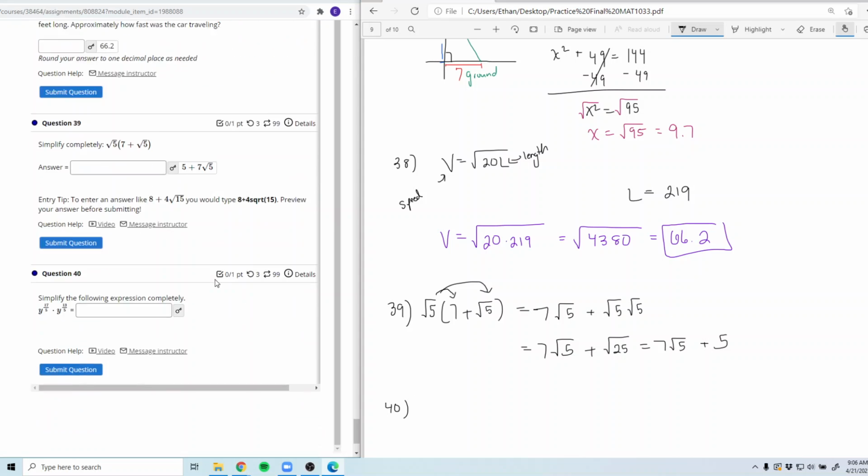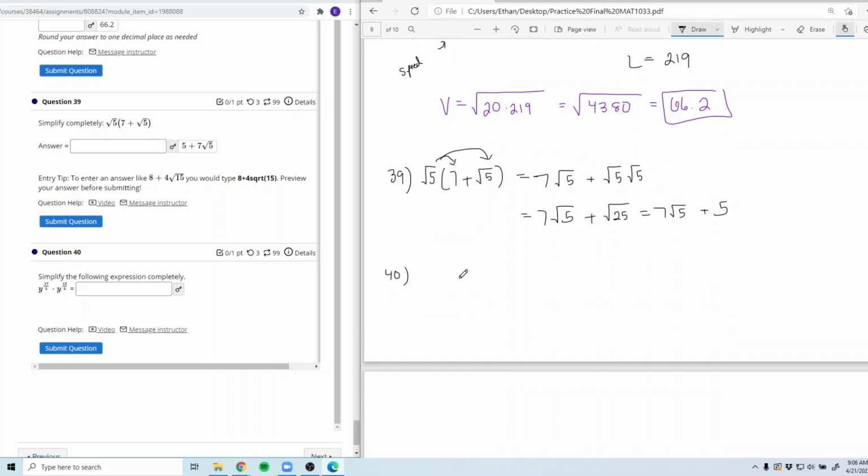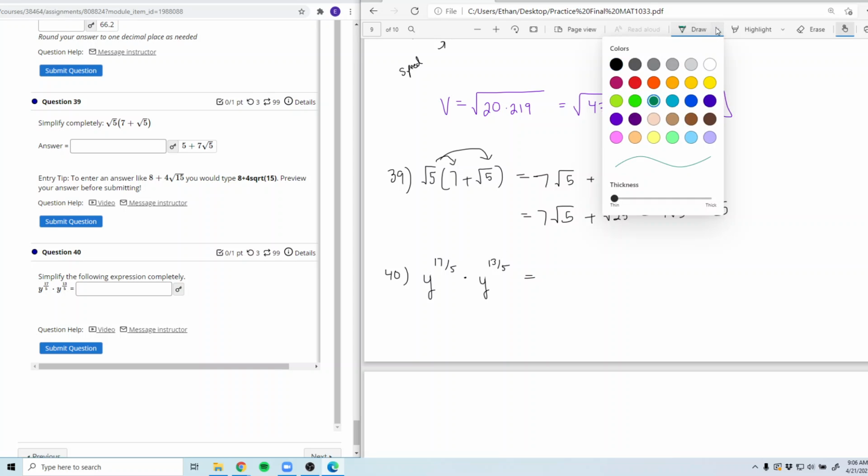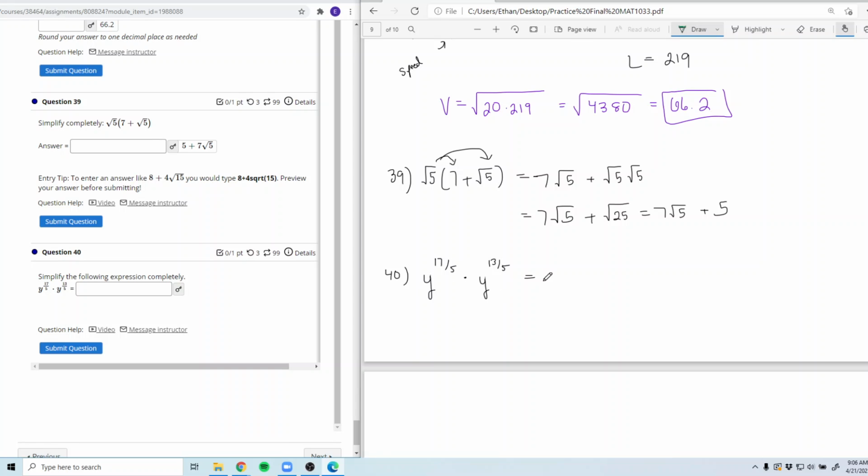And then finally, number 40. Simplify the following completely. We have y, it's probably small on your screen, to the 17 over 5 power times y to the 13 over 5 power. Now, what do we do when we're multiplying things with exponents with the same base like this? We rewrite the base and we add the exponents.